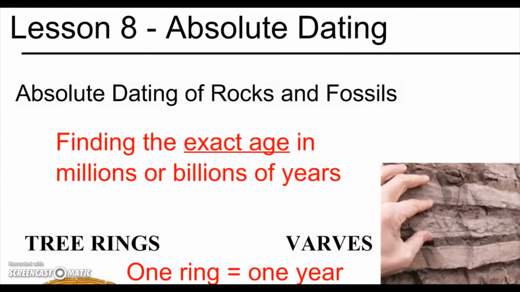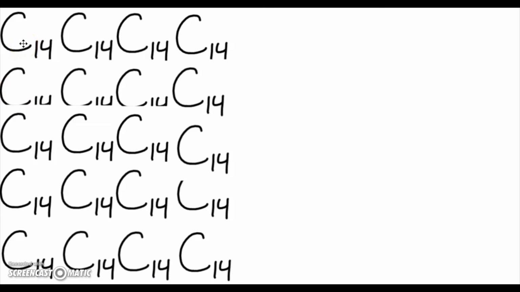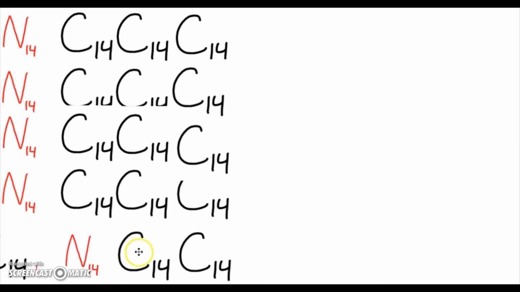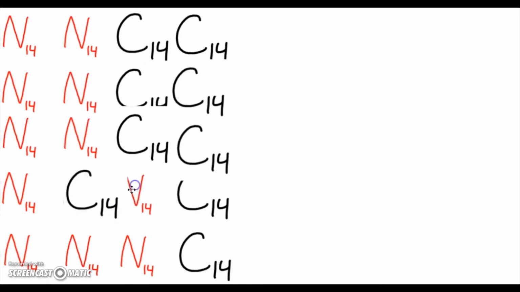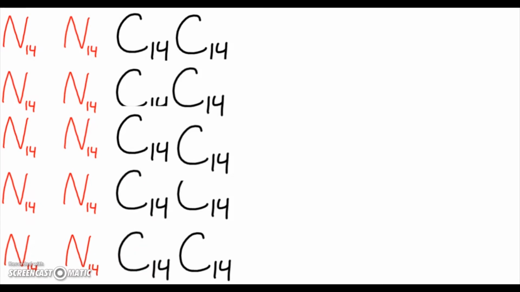If we go back, okay. Now on your tables you should have a bunch of carbon. Over the next 5,700 years, that's the half-life of carbon, half of these carbons are going to turn into nitrogen. So in other words, right now you have 50% of your carbon remaining, or 1 half, and 1 half-life has gone by.